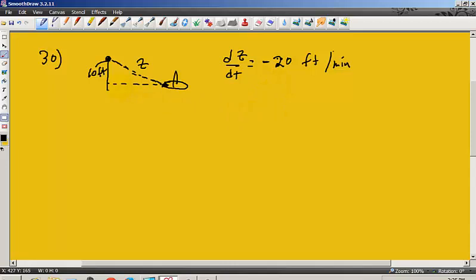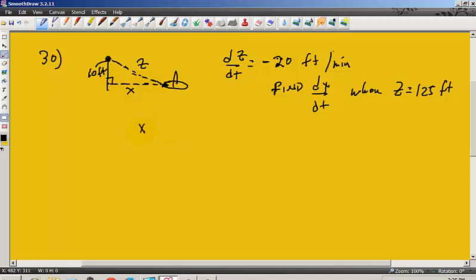Okay, stop for a second. I'll call that X. They want me to find dx/dt. Go ahead. Okay, so when z is equal to 125 feet. Alright, so what kind of mathematical formula do you think we're going to use to deal with three sides of a right triangle?